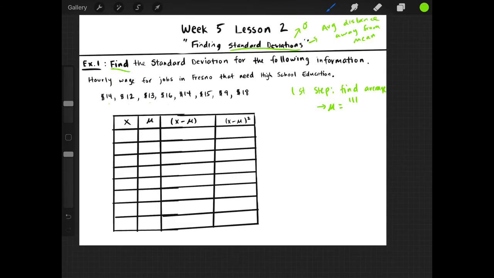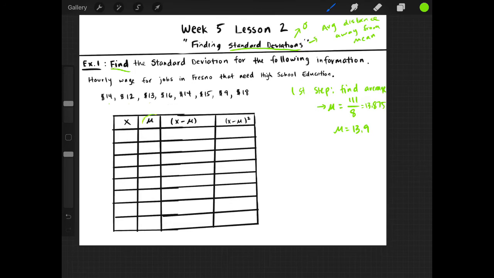Make sure when you're finding the average, you divide by however many there are. So that's 1, 2, 3, 4, 5, 6, 7, 8. Divided by 8, 111 divided by 8 gives us 13.875. Now, to make it a little bit easier on us, let's just use 13.9 as our average. So our average is 13.9. Yes, some of these numbers are going to get kind of challenging, but we're going to have a calculator. Just make sure you take your time.